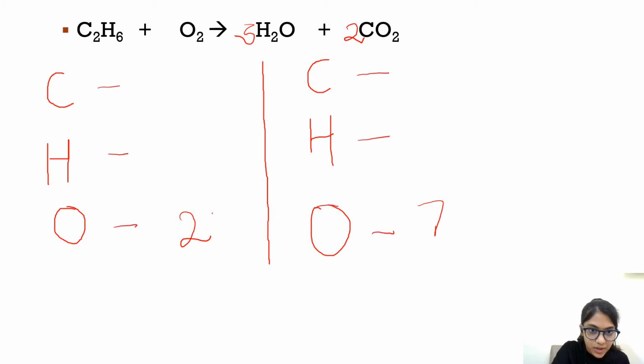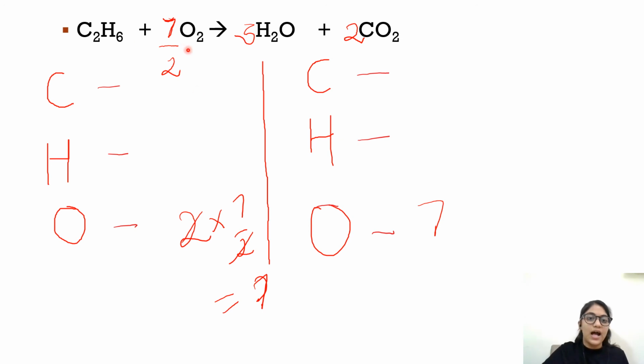It would be 3.5, or let me write it as 7 by 2 into 2, and this would give us 7 because the 2 and 2 get cancelled out, and hence the oxygens are the same. So I'll be writing 7 by 2 over here, and at this point you may be confused as to whether we can actually do this, and the answer is no.